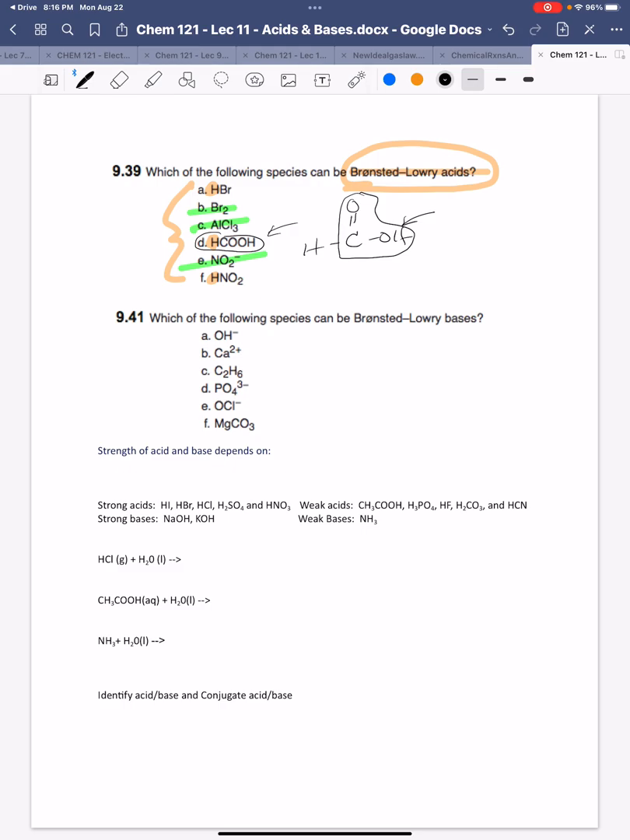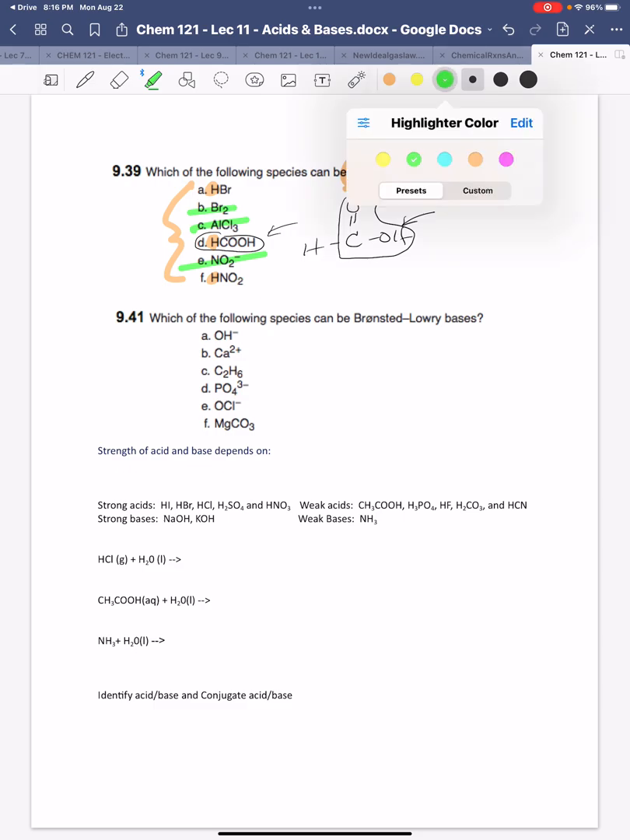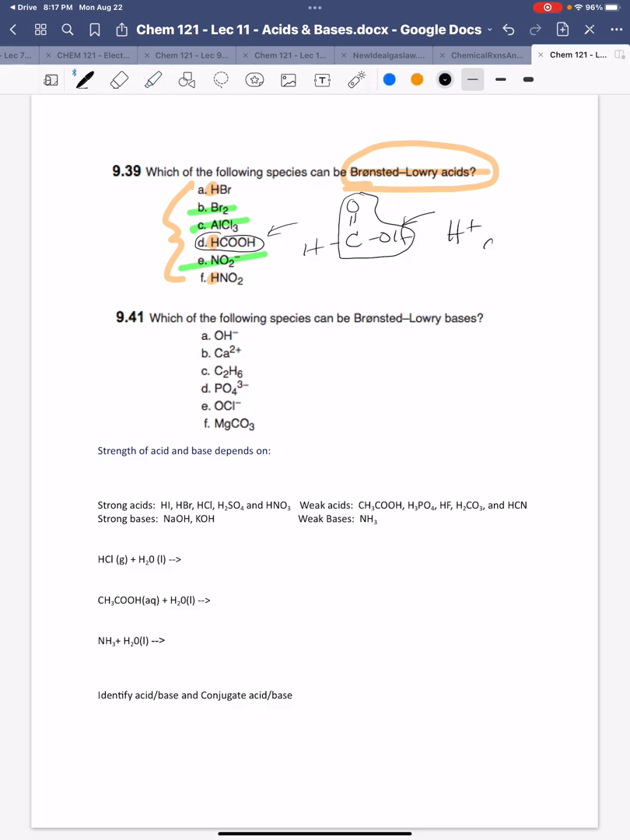As far as bases go, Bronsted-Lowry bases have to be able to accept. So these guys are going to be the hydrogen donor, so they have to have a hydrogen to donate. These guys are going to be the hydrogen acceptor, so they have to have the ability to take on a positive charge, right? So the ones that might make sense there are this OH, and it would end up as HOH, or water, right?